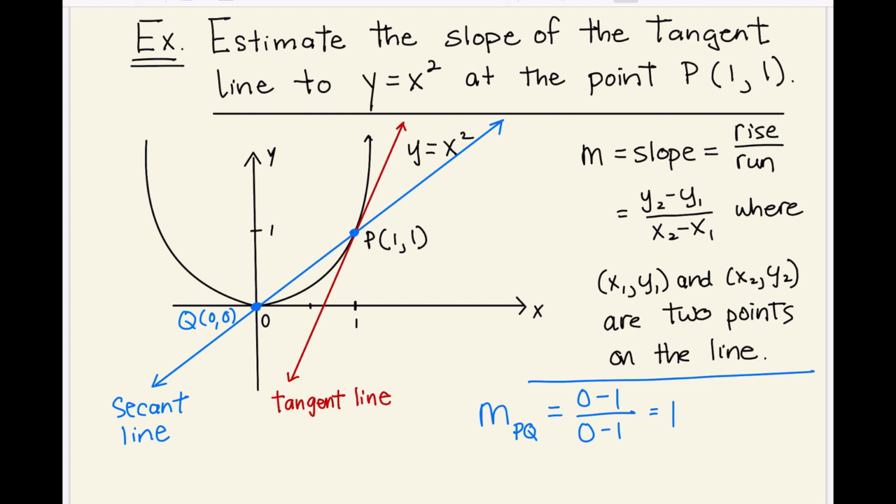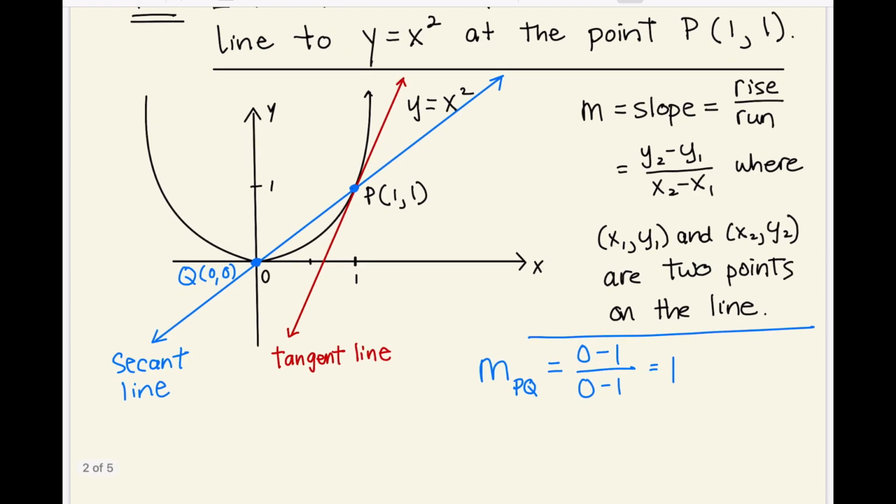Although that is not exactly equal to the slope of the tangent line, you can see that they're somewhat close. Both of these lines have positive slope. In order to get a better estimate, we can take values of x that are closer to 1, and then use the secant line at those values.